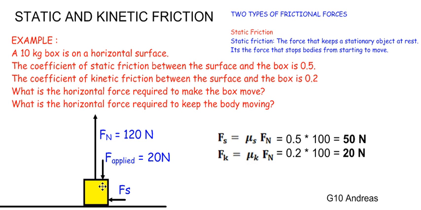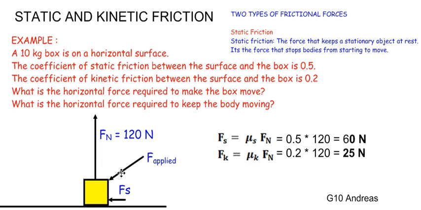In this case, the coefficient of friction will remain the same. However, the static and the kinetic friction will actually change. The reason is that the normal force has changed. So the static friction force is equal to the coefficient of static friction multiplied by the normal force. But the normal force is now 120 newtons. Therefore, static friction now becomes 60 newtons, and the kinetic friction is now 24 newtons.